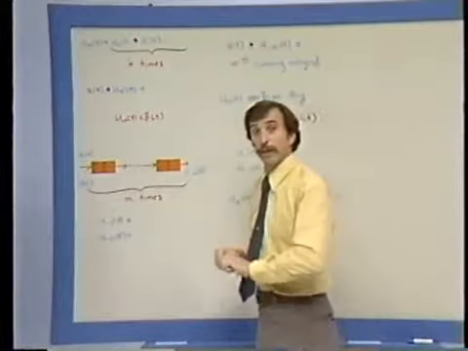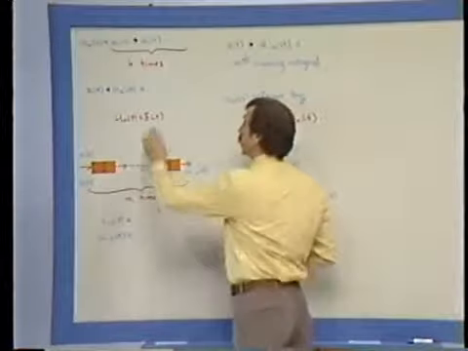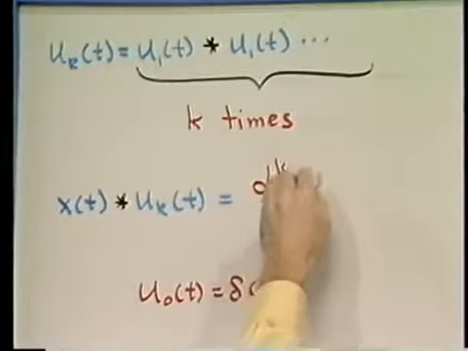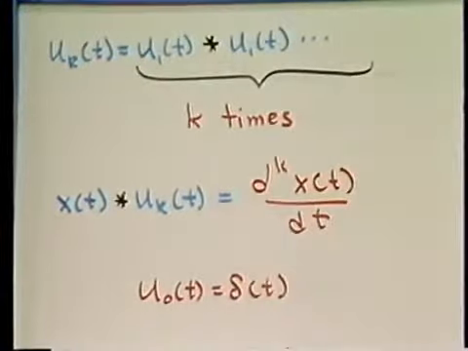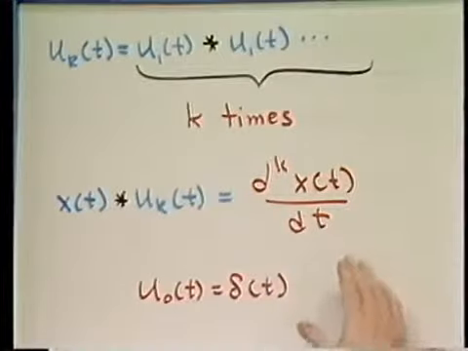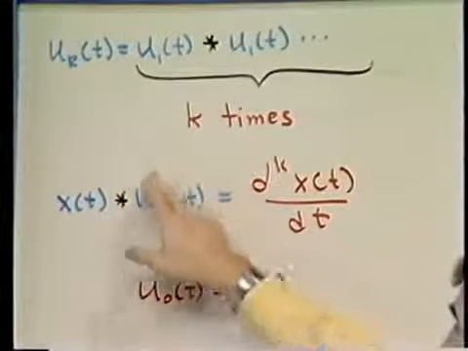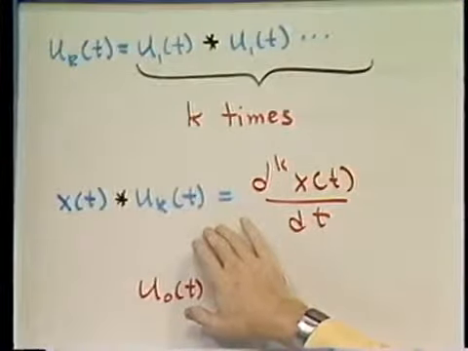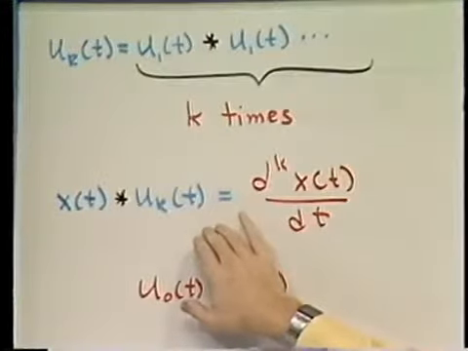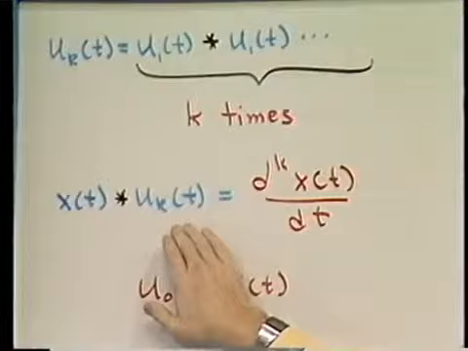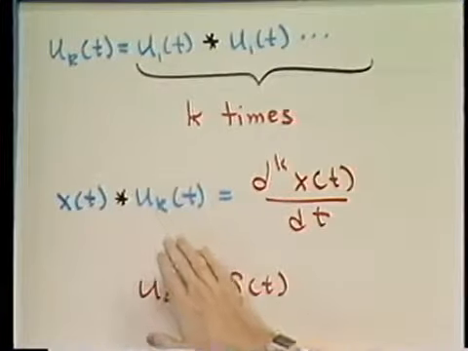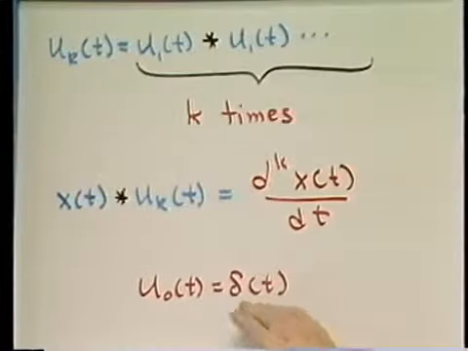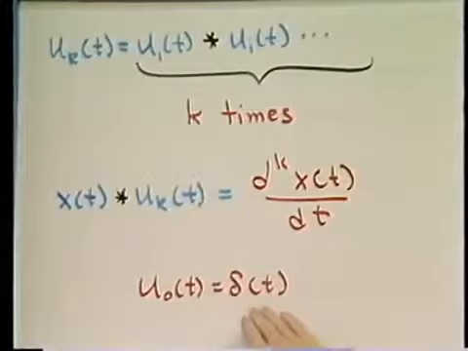So what is the operational definition? Well, it's simply that x of t convolved with u sub k of t is the kth derivative of x of t. And this now gives us a set of what are referred to as singularity functions, very badly behaved mathematically in a sense, but as we've seen, reasonably well defined under an operational definition. With k equals 0, incidentally, that's the same as what we have referred to previously as the impulse. So with k equals 0, that's just delta of t.